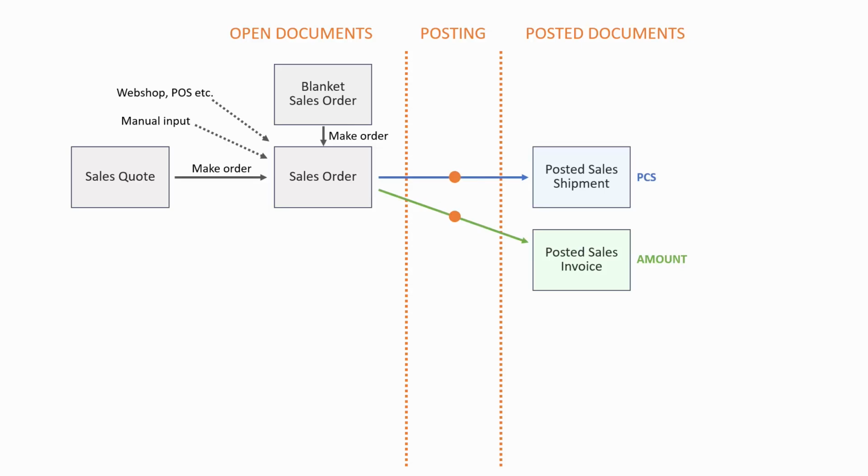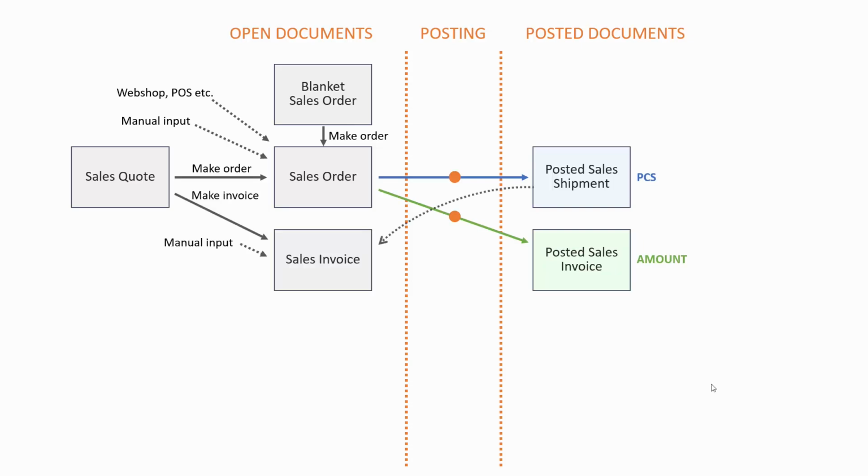When I post from the sales order, I can post shipment, which will create a posted sales shipment, and that's about pieces or quantities on the shipment. And later on, I can post a sales invoice that makes a posted sales invoice that is about amount. And those 2 actions are normally not done at the same time. So typically the warehouse people will post the sales shipment and the finance department will post the posted sales invoice.